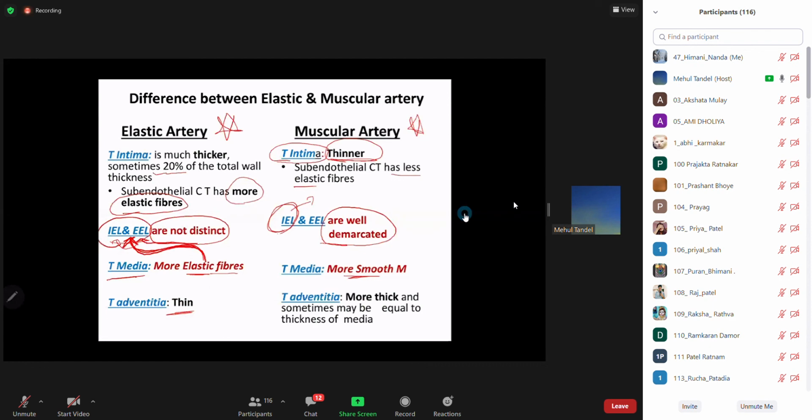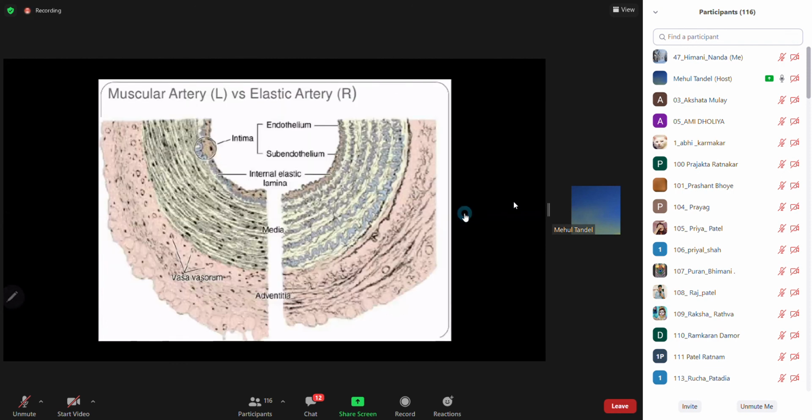But in a muscular artery, the tunica media contains more smooth muscle, so both elastic laminae are very well demarcated, because here the tunica media has more smooth muscle, so the elastic fibers are clearly visible in the lamina. In an elastic artery, the tunica adventitia is thin, but it is thick in a muscular artery, sometimes maybe equal to the thickness of the media. So these are the main differences between elastic artery and muscular artery.